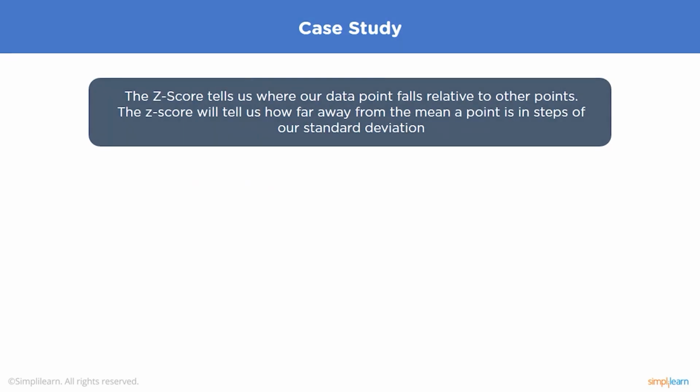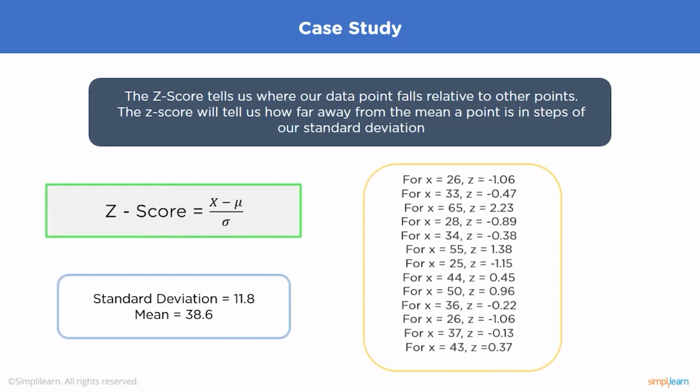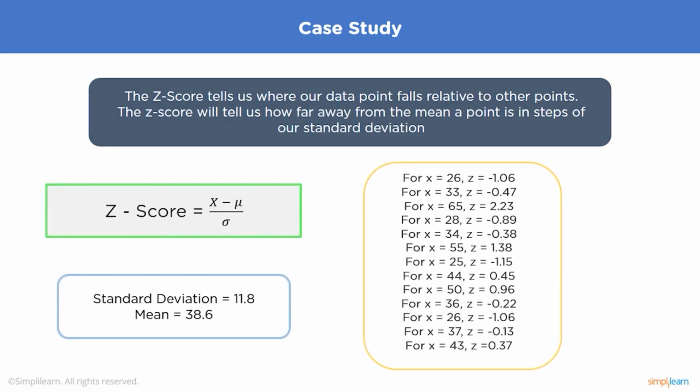Now let's calculate the z-score. The z-score is given by subtracting individual data points from the mean and dividing it by the standard deviation. We know that we have a standard deviation of 11.8 and a mean of 38.6. Using these values, we can calculate the z-scores for individual x values.